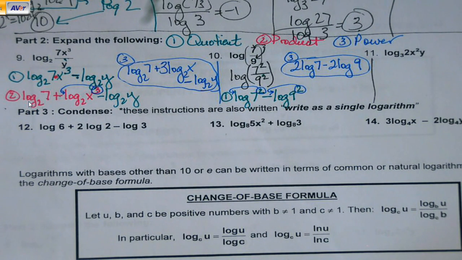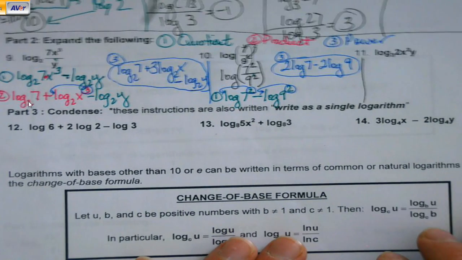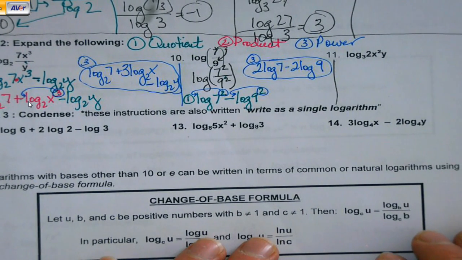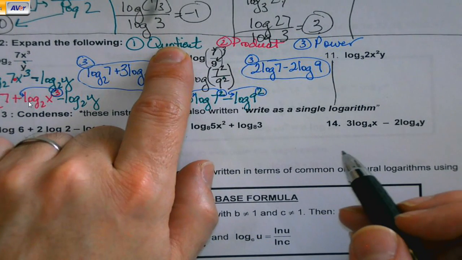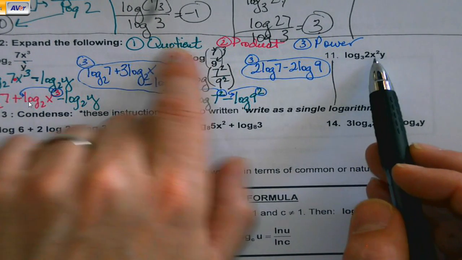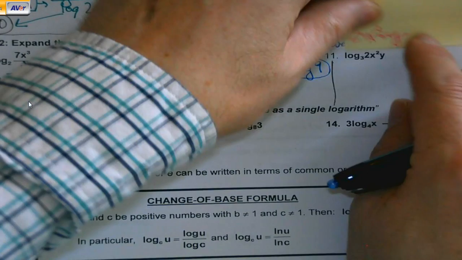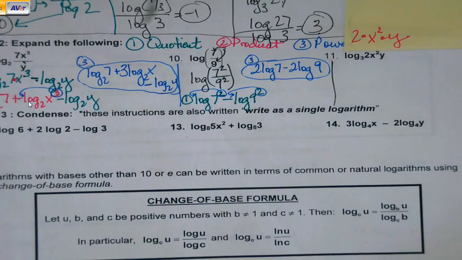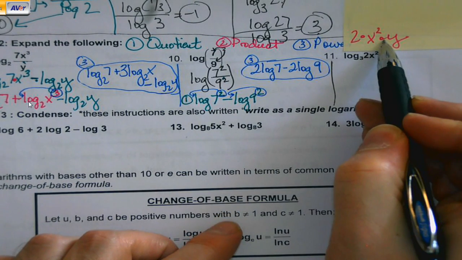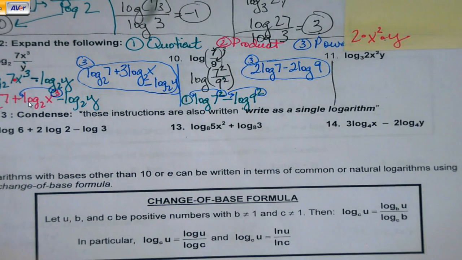So then 11, my last one. This is kind of the big one where we get lots of things going on. So I look at number 11. Do I see any fractions? No. Do I see products? Oh, do I see products? Because again, remember, if I can put a multiplication dot in there, 2 times x squared times y, each place I see that multiplication dot, I'm going to be putting a plus in there.